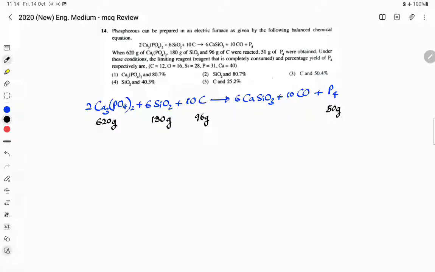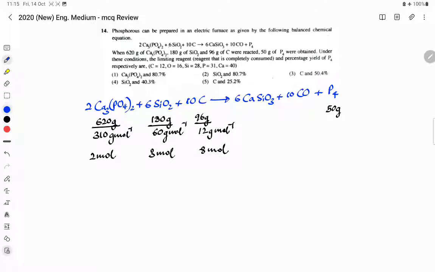So let's calculate the number of moles of each species. So we have to divide them by their molar masses. This is 310 for calcium phosphate, 60 for silica, 12 for carbon. Right, so this will be 2 moles, this will be 3 moles, this will be 8 moles.